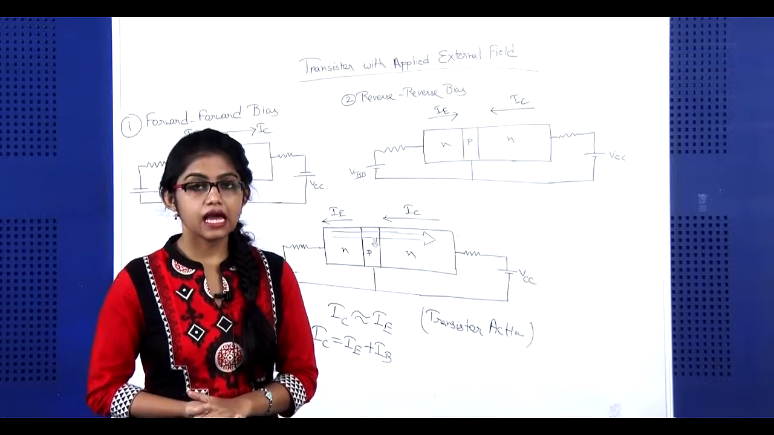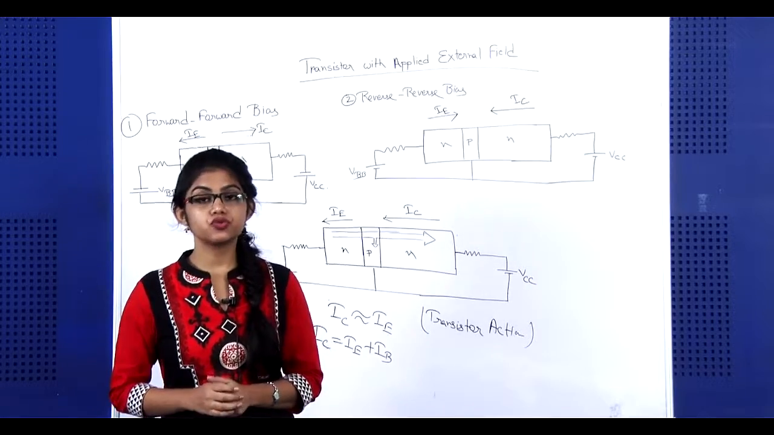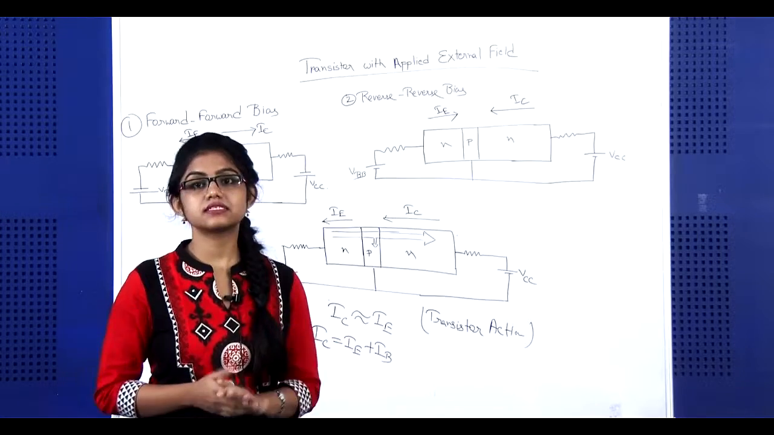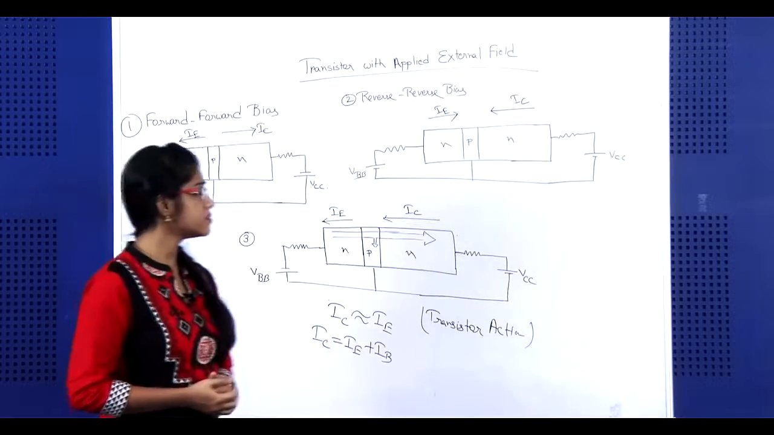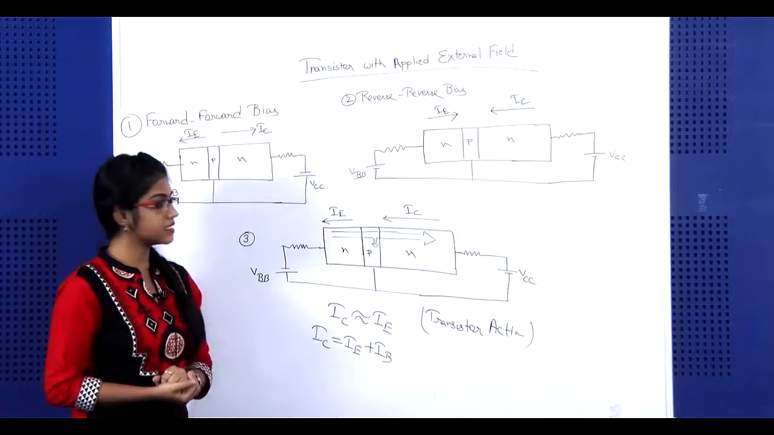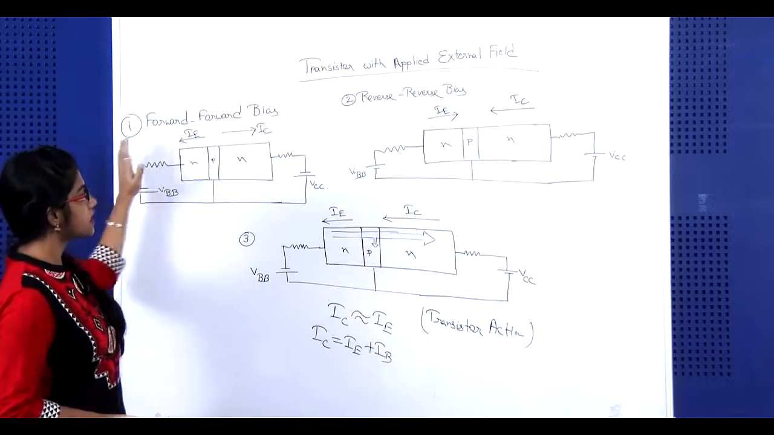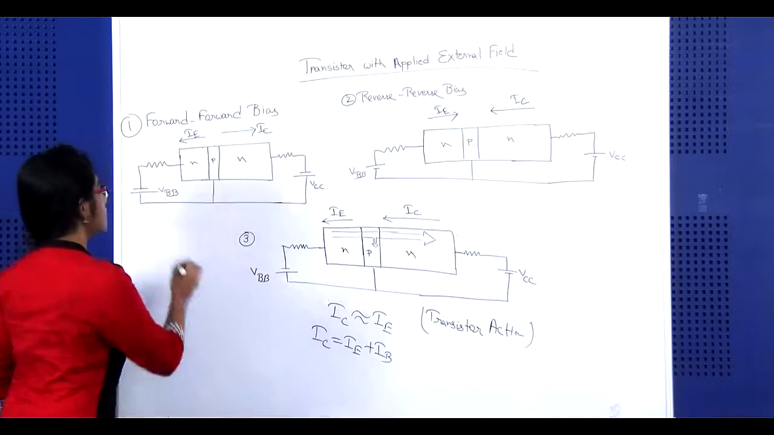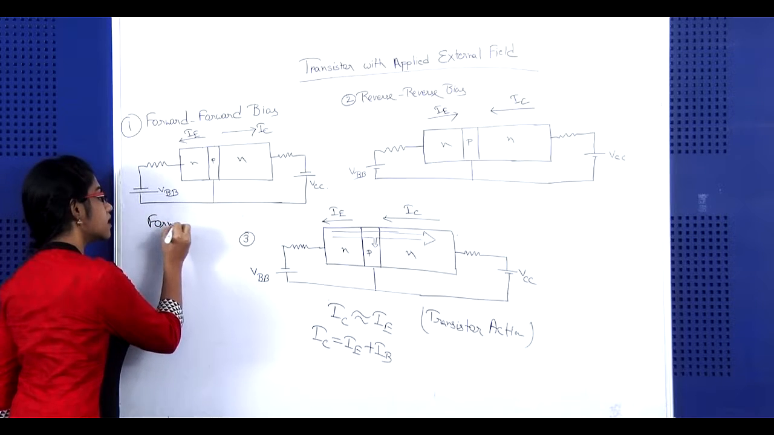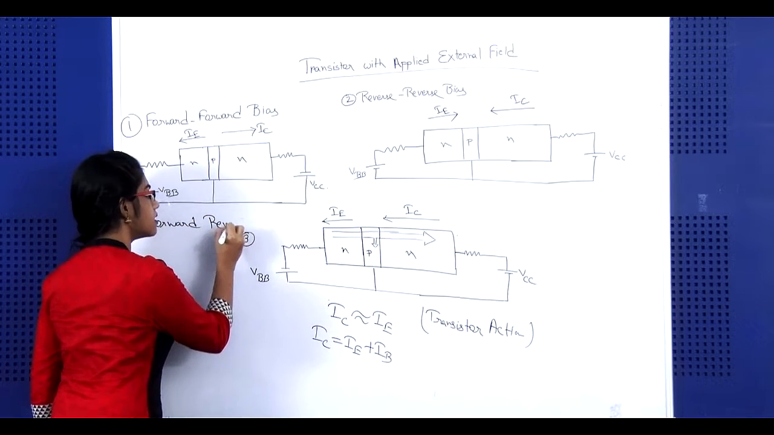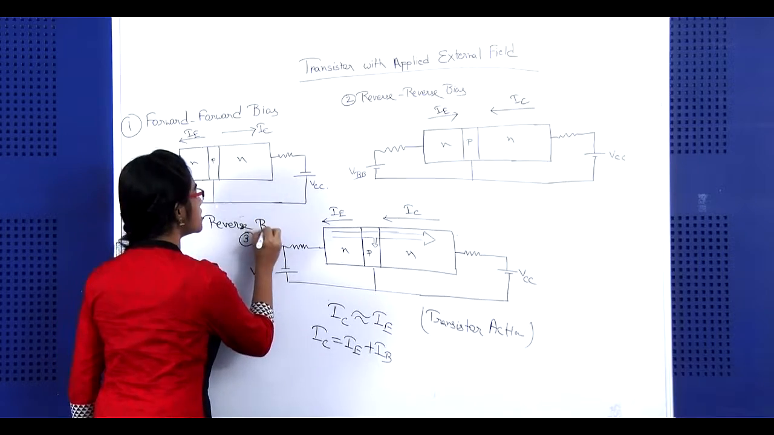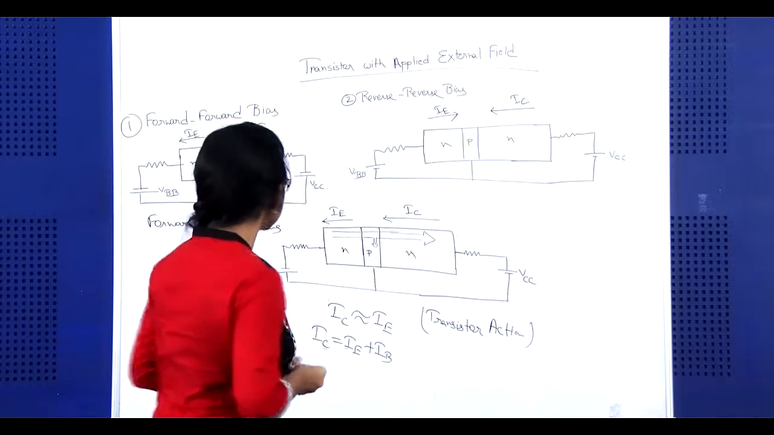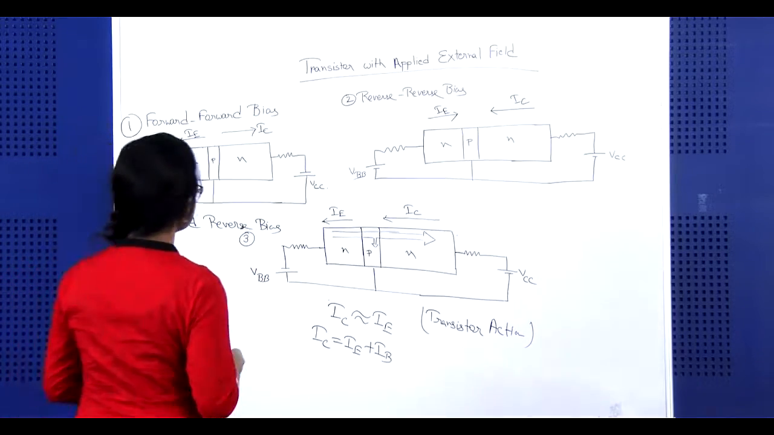voltage with the transistor. Now, what kind of bias voltage should we give so that the circuit will behave like a transistor, or rather like an amplifier? So, there are three types of bias voltage. Number 1 is forward forward, number 2 is reverse reverse, and number 3 is forward reverse bias voltage. Now, what do you mean by forward forward, reverse reverse and forward reverse bias voltage?